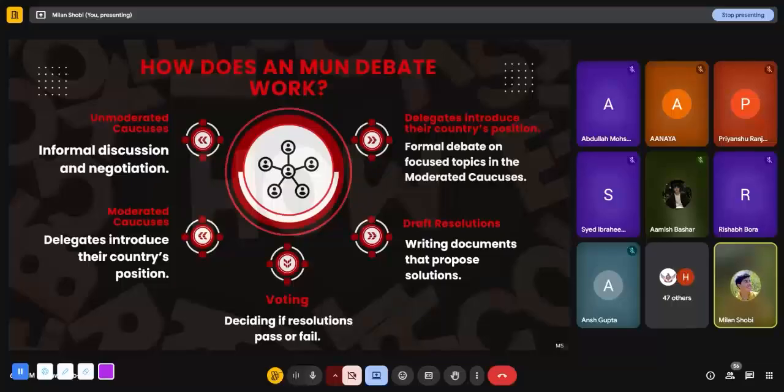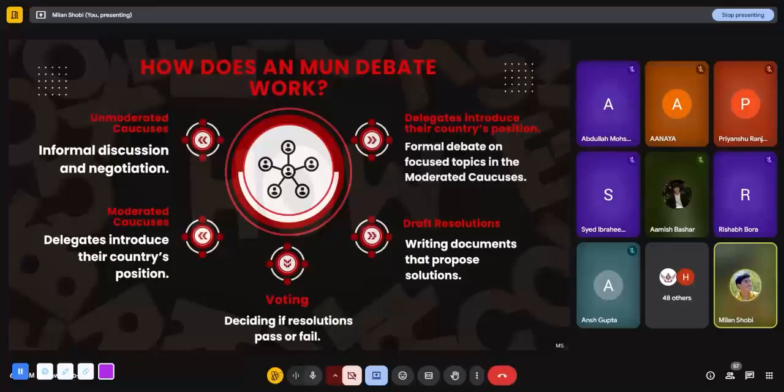Okay. Going forward, you have moderated caucuses. Moderated caucuses are basically the time where you actually speak on behalf of your country. You discuss a particular topic for which the moderated caucus is open. After a very fruitful discussion in your unmoderated caucuses, you all will come to a final decision as to what to actually talk about, what to debate, or what to discuss.